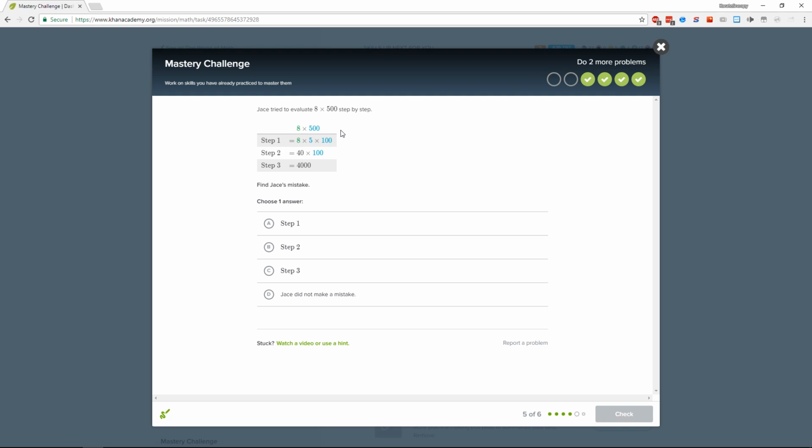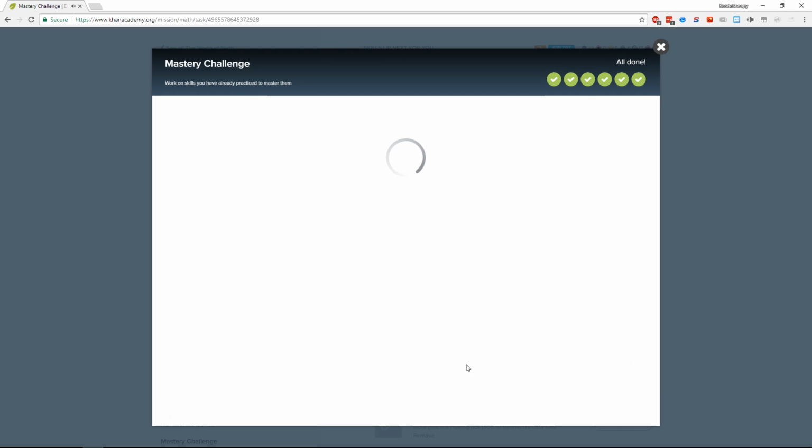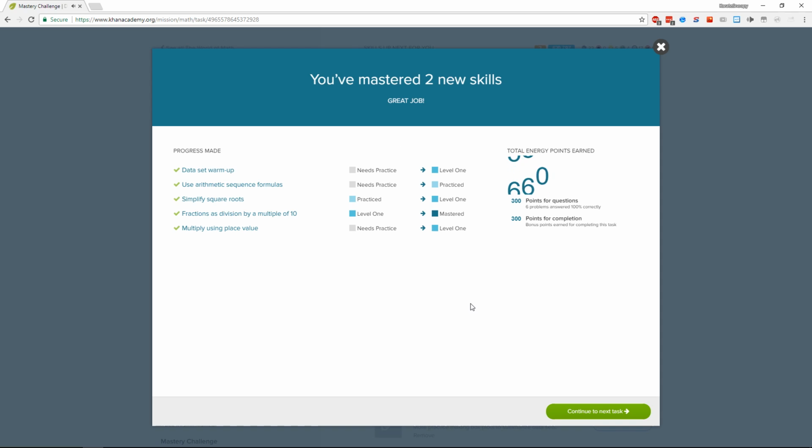Try to evaluate step by step. 40, 4,000. That looks right to me. Found 4 marbles and add to his 5 marbles. And then tripled his marbles. 3 times. Oops. Not that way. 4 plus 5. Woot. I remember how to do like 2nd grade math. Nice.